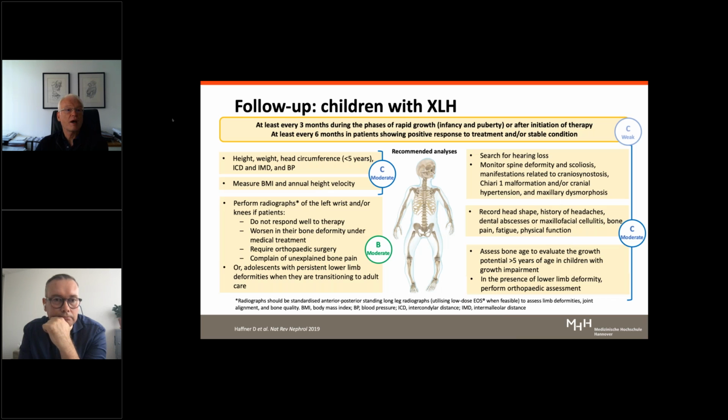So how to monitor? We have to check anthropometry, we have to check annual height velocity, and we may have to perform radiographic investigations of the wrist and/or knees, especially in those patients who do not respond well to therapy, who worsen their bone deformity under medical treatment or require orthopedic surgery. You always have to check for rare complications like hearing loss, spine deformities and scoliosis, Chiari I malformation, and you have to check also for dental abscesses, which is very important. So patients have to regularly show up at the dentist.